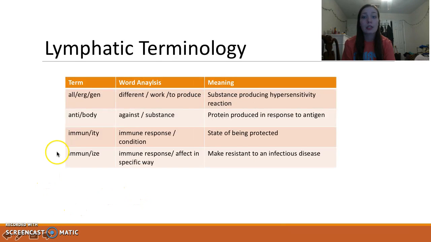And here we can actually see the terminology. So some of them actually being put together. So here we can see allergen, where that comes from, and gen also meaning to produce. An antibody, remember immune, immunity or immunize. So how those can be different.